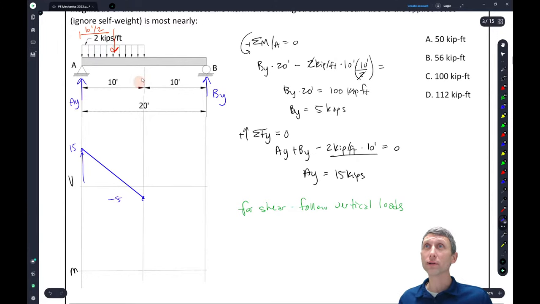But sigma x is Mc over I. Okay, sigma x, Mc over I. And let's go back here, and I'll call this sigma x. You know, I'm just going to call this sigma bending, because that's kind of what we're doing. But sigma x equals Mc over I, where M is the moment, c is the distance from the neutral axis, and I is the moment of inertia.